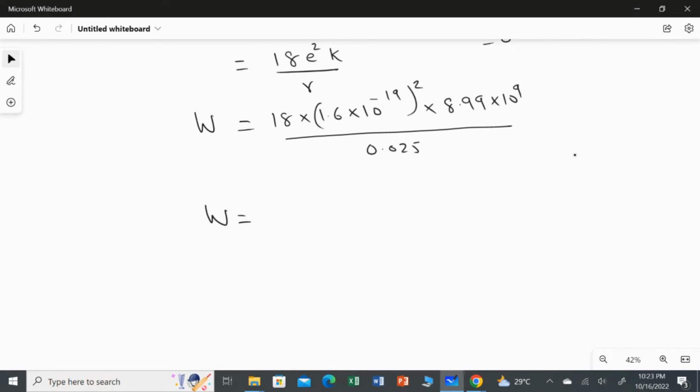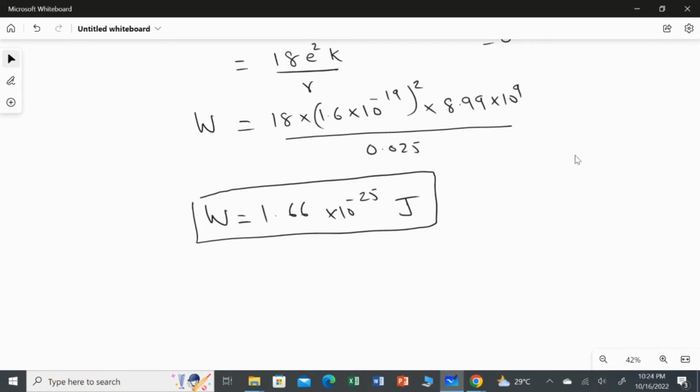So now I'm going to find the final answer. Therefore, work done is equal to 18 multiplied by (1.6 10 to the power of minus 19) square multiplied by 8.99 10 to the power of 9 divided by 0.025. The answer is 1.66 multiplied by 10 to the power of minus 25, and the unit for work is joule. Clear? And you should understand one more thing.